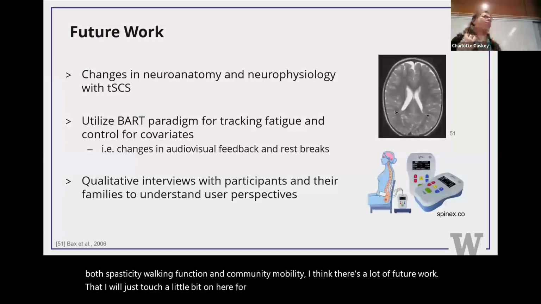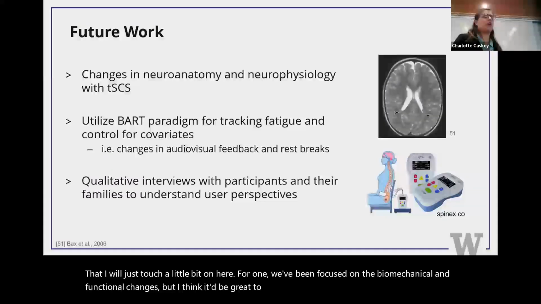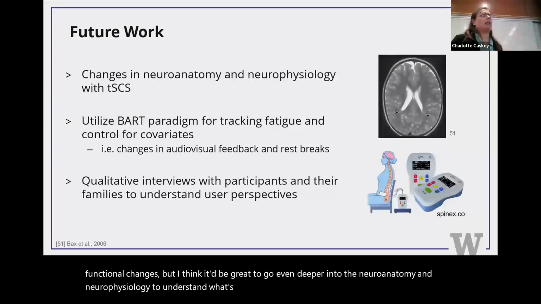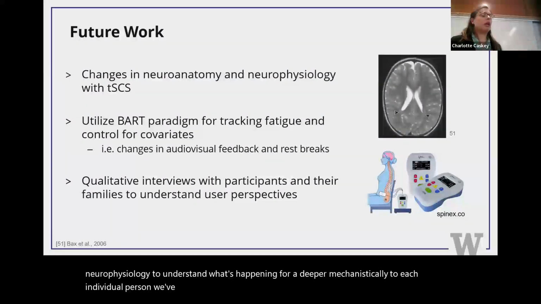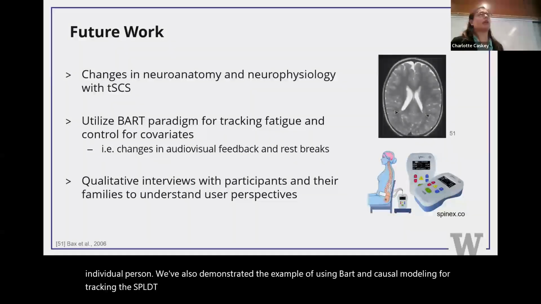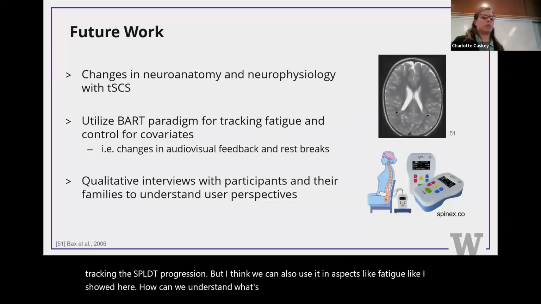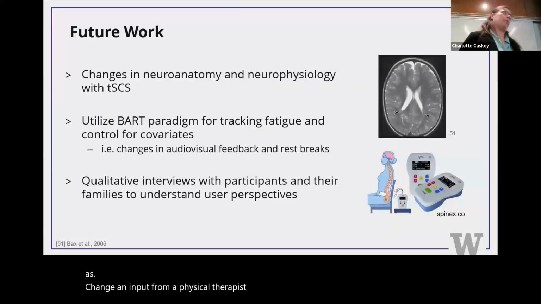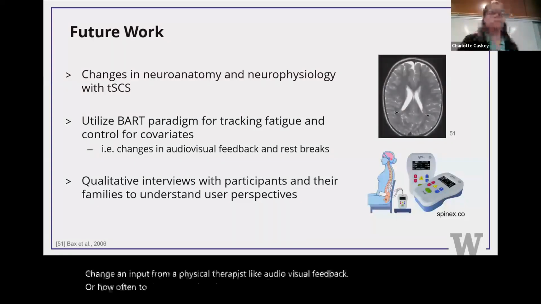For one, we've been focused on the biomechanical and functional changes, but I think it'd be great to go even deeper into the neuroanatomy and neurophysiology to understand what's happening more mechanistically in each individual person. We've also demonstrated the example of using BART and causal modeling for tracking SPLCT progression, but I think we can also use it in aspects like fatigue, like I showed here. How can we understand what's driving fatigue and use that to modulate different sessions, such as change in input from a physical therapist, like audiovisual feedback, or how often to implement rest breaks?